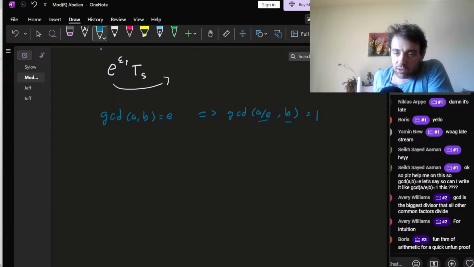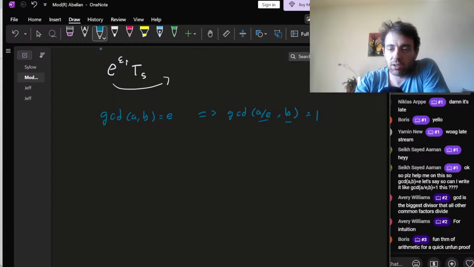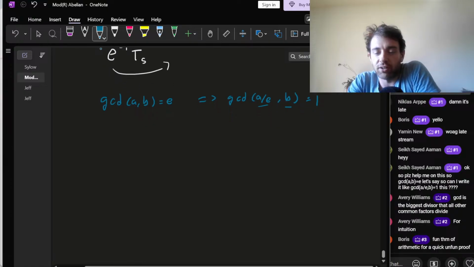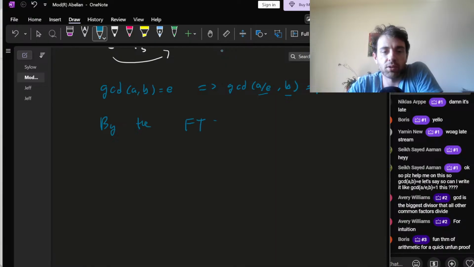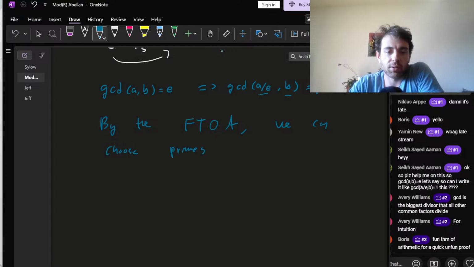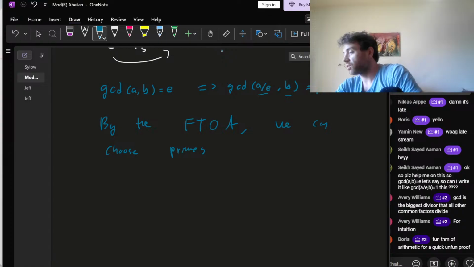So, yes, exactly. Fundamental theorem of arithmetic for a quick unfun proof. Yeah, that's what I would probably do, right? So I would say something like, by the fundamental theorem of arithmetic, we can choose primes. Yeah, gosh, this does not seem like the best way to write this, but I can't think of a better way.